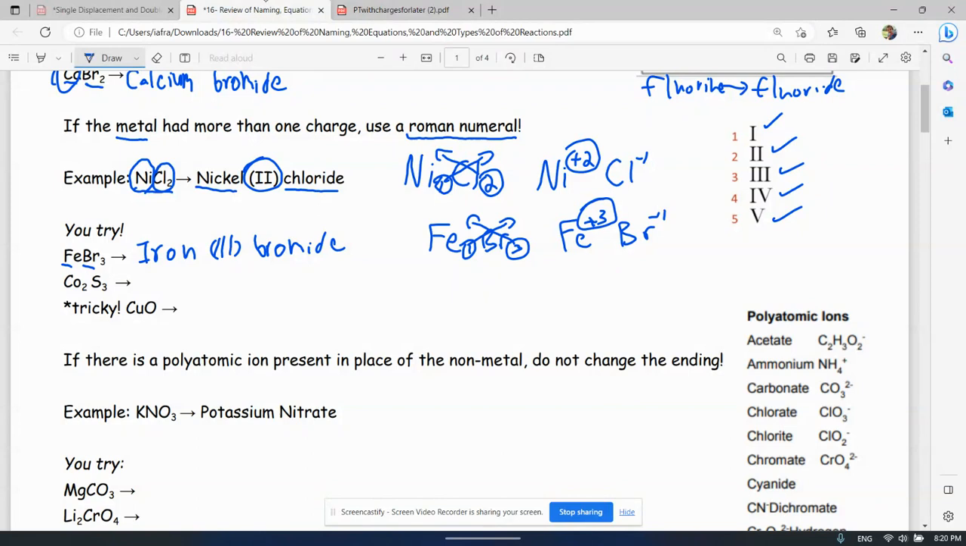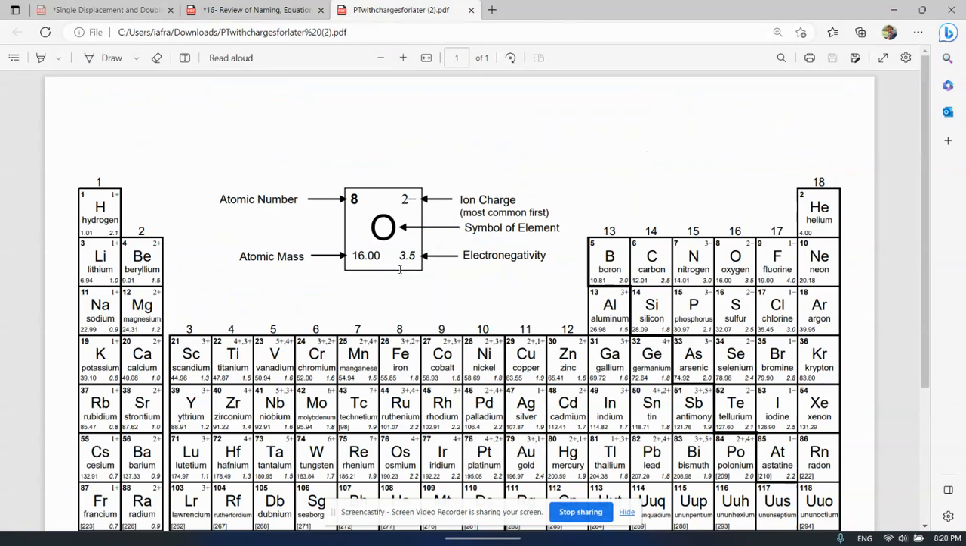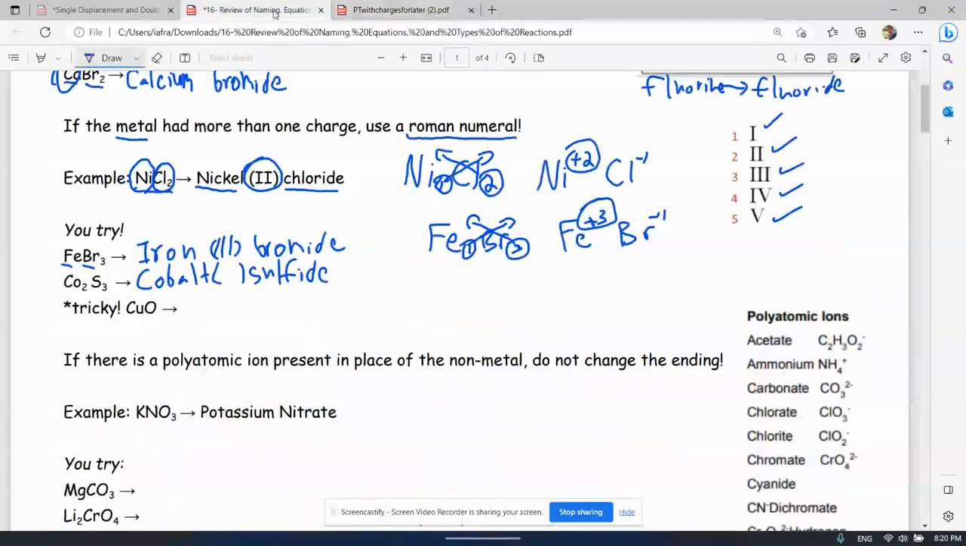All right, let's try the next example, Co2S3. So once again, it's ionic because we have a metal and a non-metal. We know the Co is cobalt, and the sulfur changes to sulfide. And if you look in your periodic table, you'll see cobalt can have more than one charge. Cobalt can be 2 plus or 3 plus. There are other possible charges for a lot of these, but they're not always listed. The ones that are listed are the most common charges. So 2 plus or 3 plus, we have to figure out which one we're dealing with.